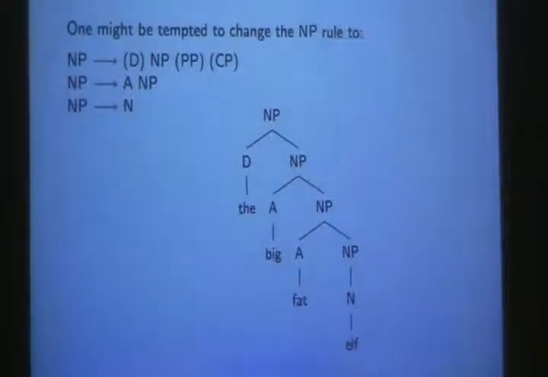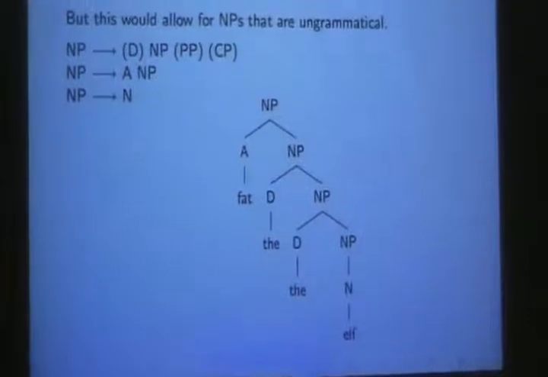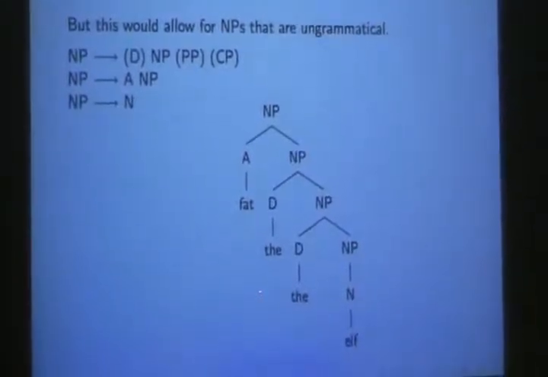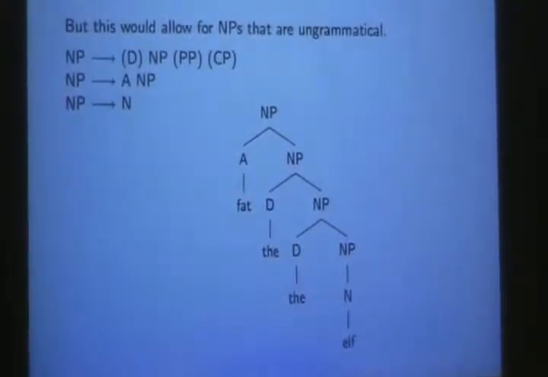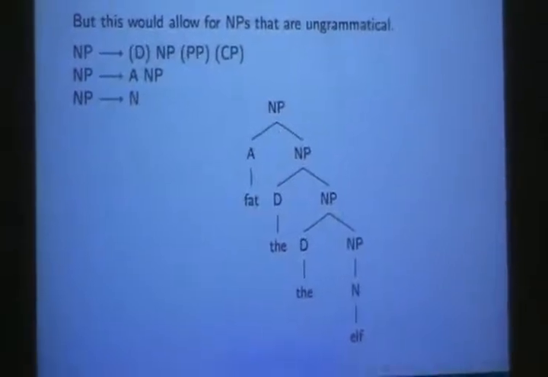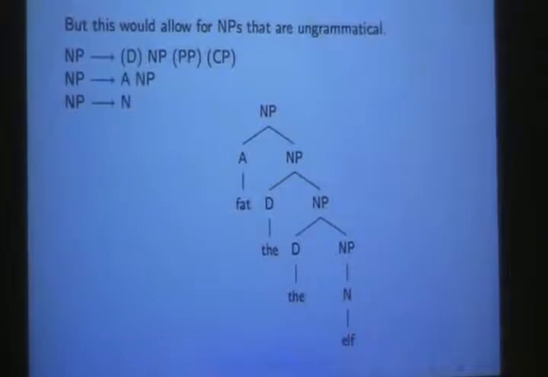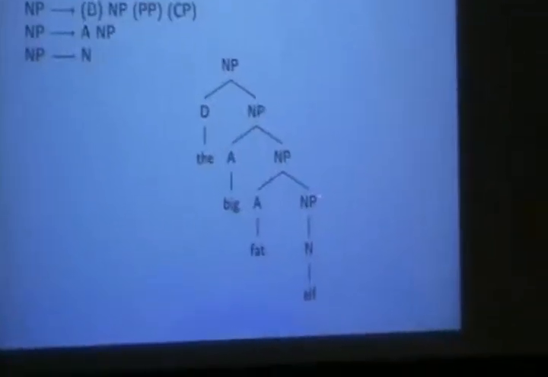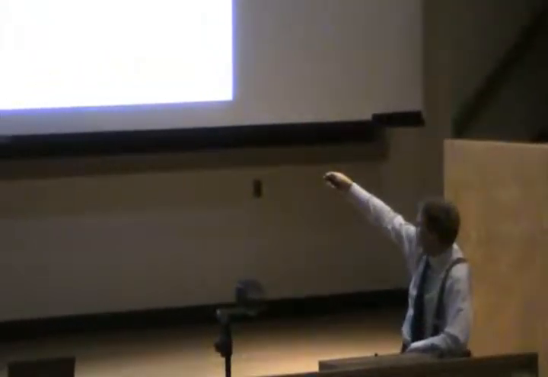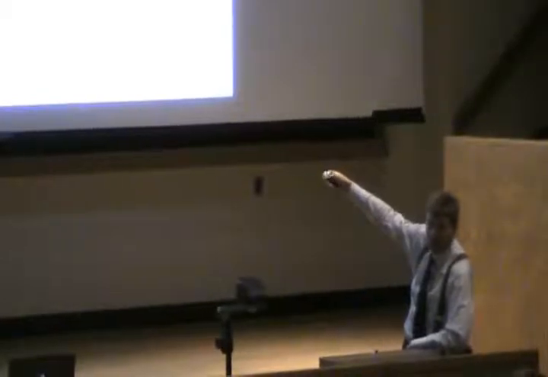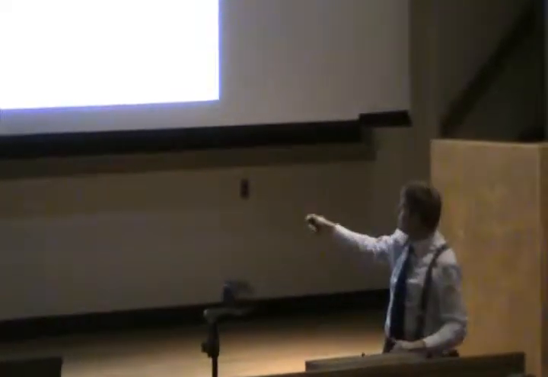But it screws up. Here's why. Because those rules would also allow this. And this is bad, no good, not possible: fat the elf. Only one the in a noun phrase. And determiners always come before, not after adjectives. Do you see how these two compete? So this says any noun phrase is something that can have an adjective before it. And this says any noun phrase is something that can have a determiner before it. And these guys should be able to combine, therefore, this way or this way.